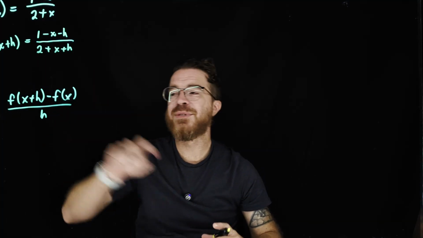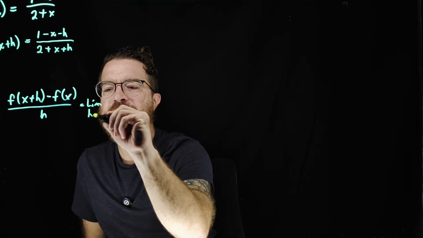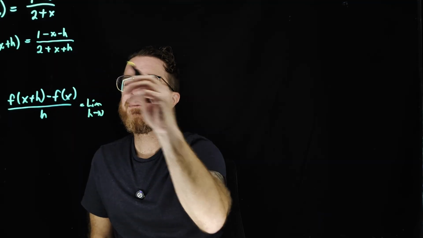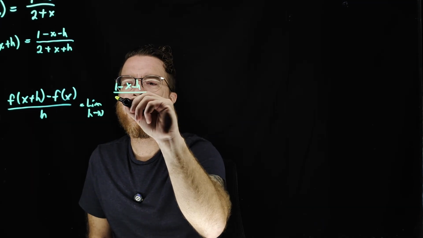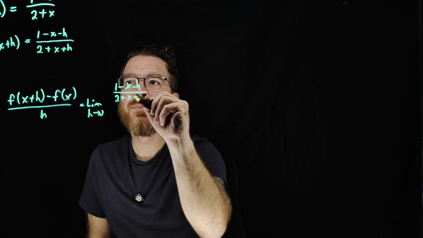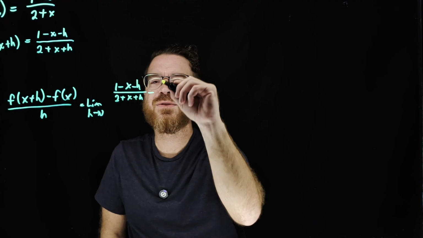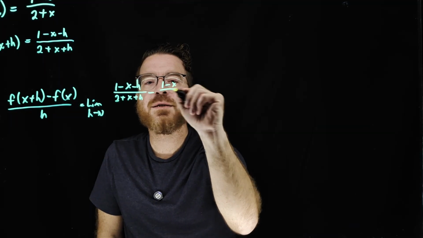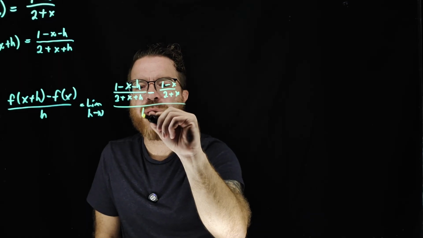So I'm going to plug these values into this, and we're going to get the limit as h goes to 0 of f of x plus h, which is 1 minus x minus h, divided by 2 plus x plus h, minus f of x. So we're going to subtract this entire thing, 1 minus x over 2 plus x. All of this divided by h.